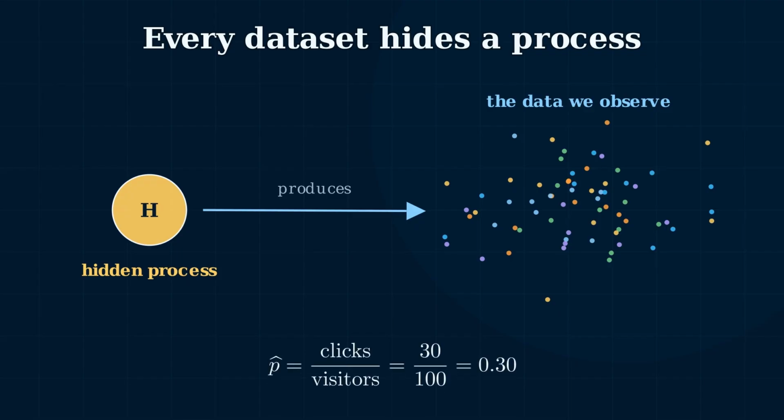Imagine that the store observes 100 visitors and 30 of them click. The raw data is a row of zeros and ones. We can compress that row into a relative frequency. 30 divided by 100 equals 0.3. That number estimates the probability of a click.